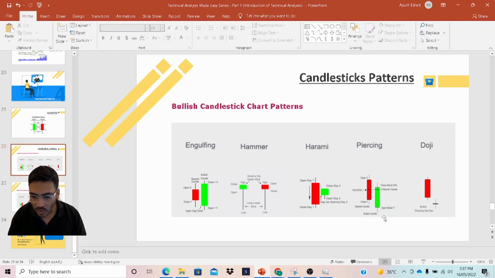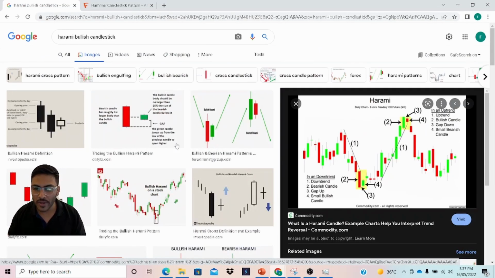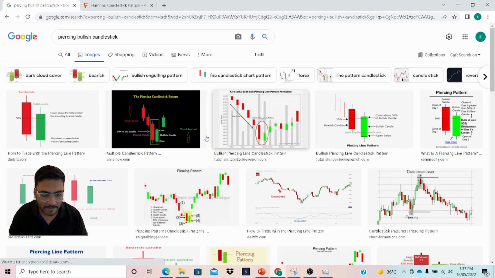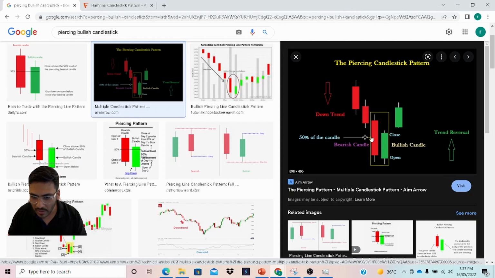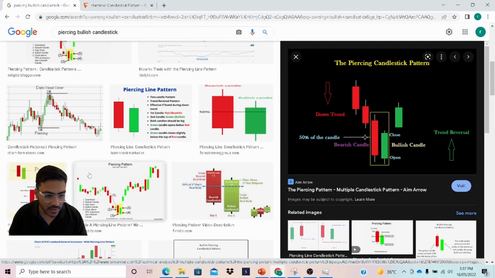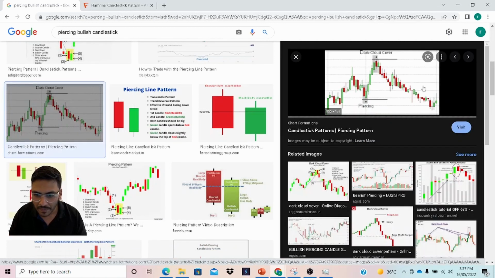Okay. So I'll just show you a few examples. Like what we discussed, a very big red candle, gap down opening, and the close is above the half body of the previous candle. Let's see some real charts. Okay, red candle, gap down opening, then it closes above the 50% or above the half of the body of the previous candle.